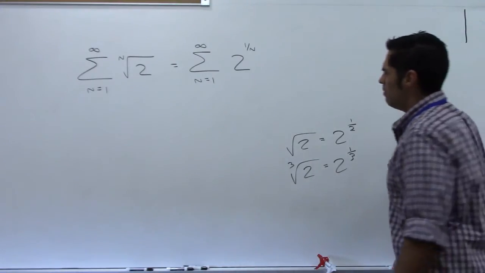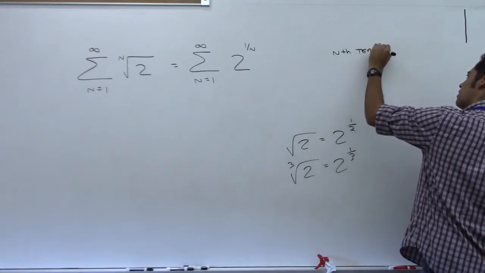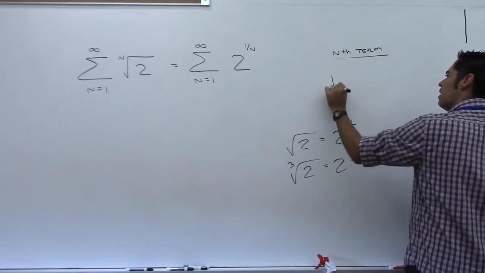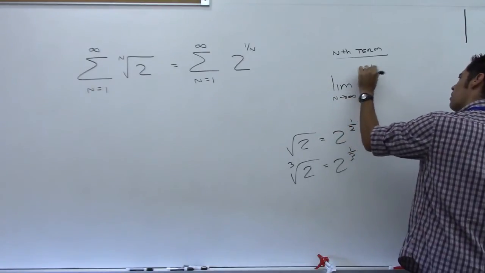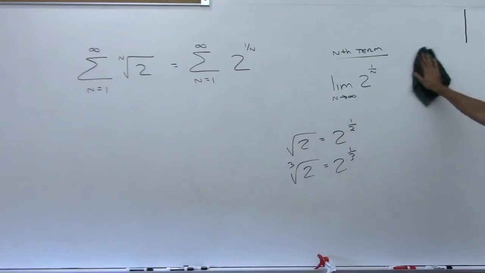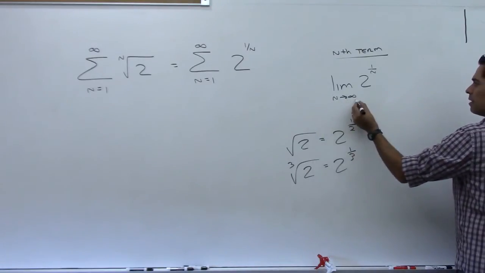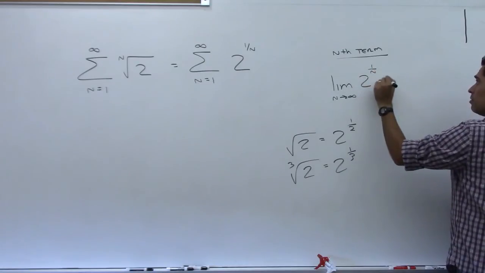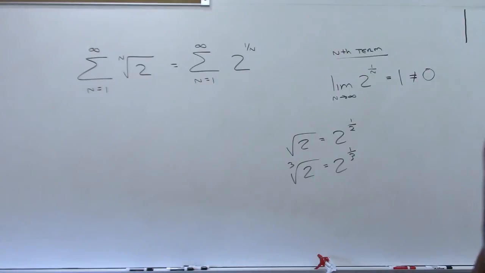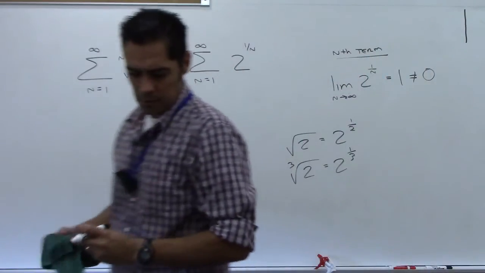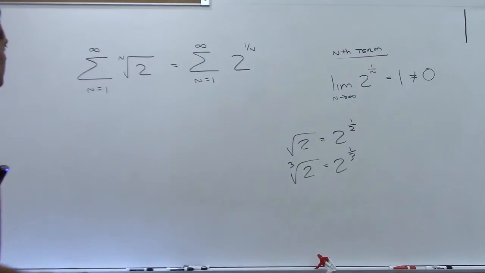Huh. All right. Well, let me try the nth term test. So what's the limit as n goes to infinity of 2 to the 1 over n? And I'm hoping that this is going to go to something other than 0. And it's nice because as n goes to infinity, 1 over infinity is 0. 2 to the 0 is 1, and that's not 0, and therefore this diverges. And these are all working out very nicely. When are they going to get hard? Number 20.